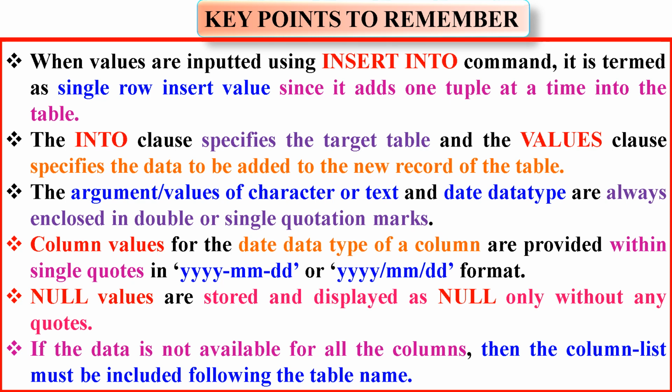Column values for the date data type of a column are provided within single quotes in YYYY-MM-DD or YYYY/MM/DD format. Null values are stored and displayed as null only, without any quotes. If the data is not available for all the columns, then the column list must be included following the table name.